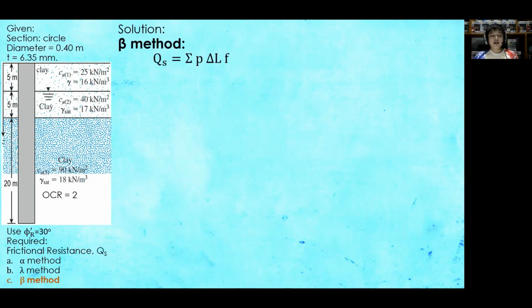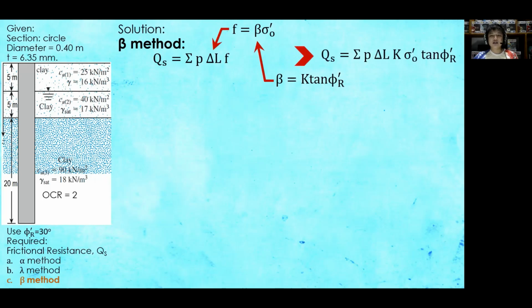So for beta method, with QS equal to the sum of P times delta L times F, where F is equal to beta times sigma O prime, and beta is equal to K times tangent of phi prime sub R. Thus, the resistance is equal to the sum of P times the segment length times K times sigma O prime, then times the tangent of phi prime sub R.